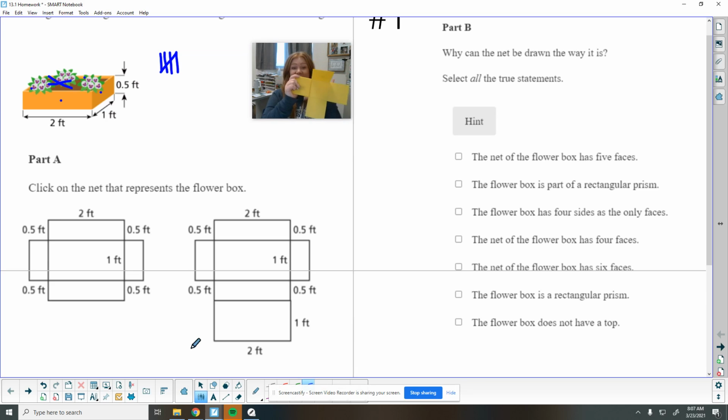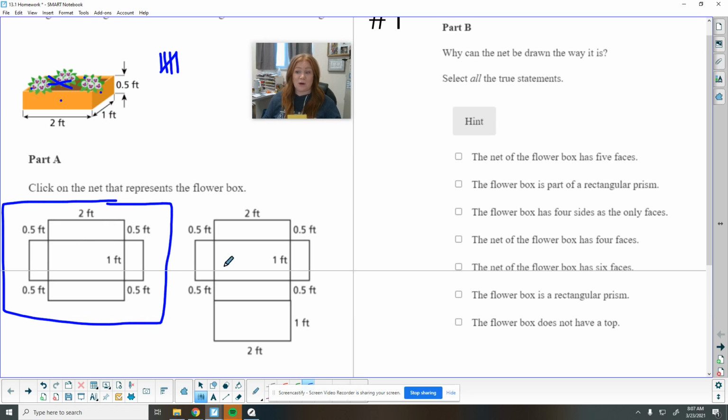So it's got 5 sides, right? Here's our bottom. These sides fold up. The top is open so that you can plant your flowers inside. So we need a net with just 5 sides. So it's got a bottom and then a rectangle coming out from each side. So this is the net that we want to work with.